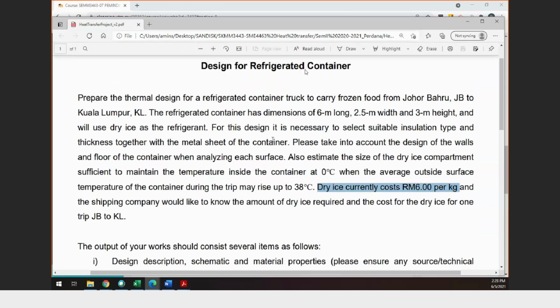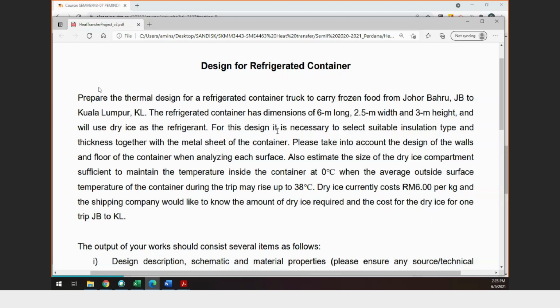Any other question you want to ask? It's not really complex. It's just heat transfer. In fact, this is kind of a real problem. I'm not sure whether you have come across it.